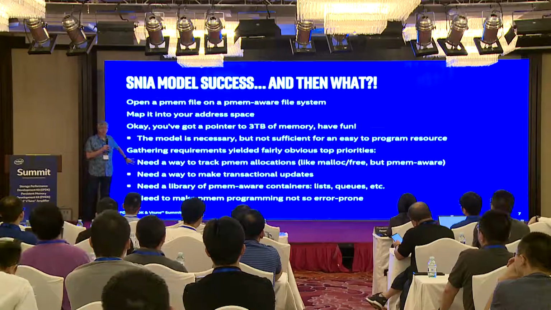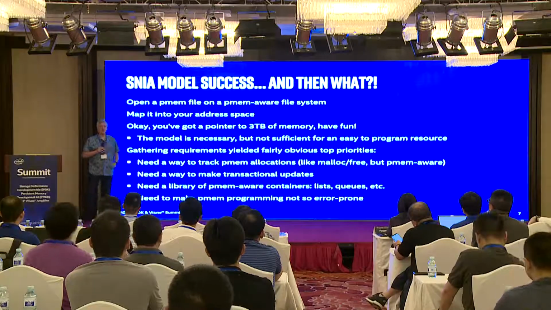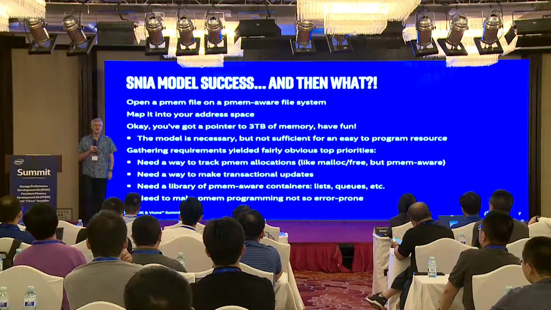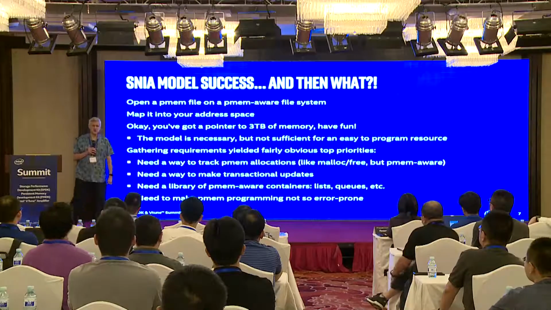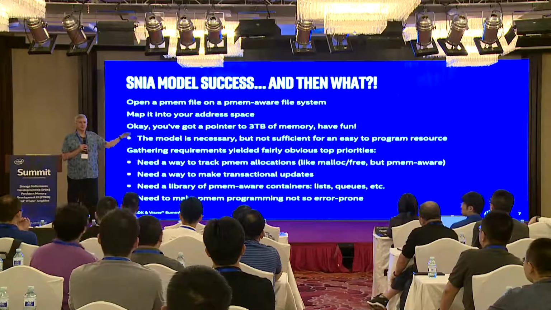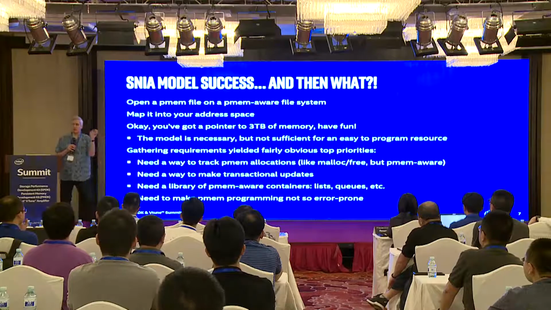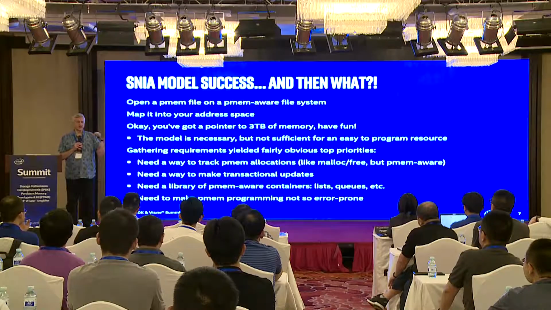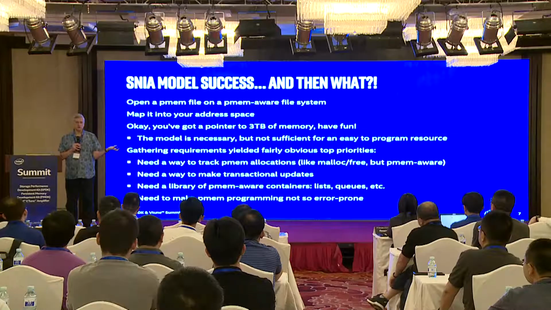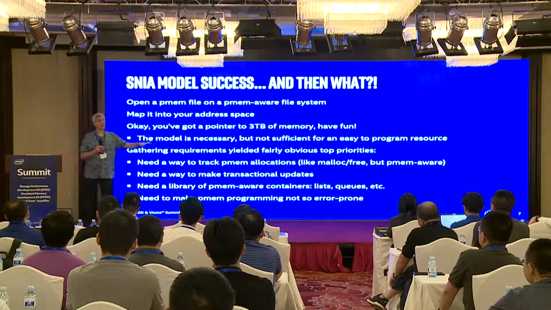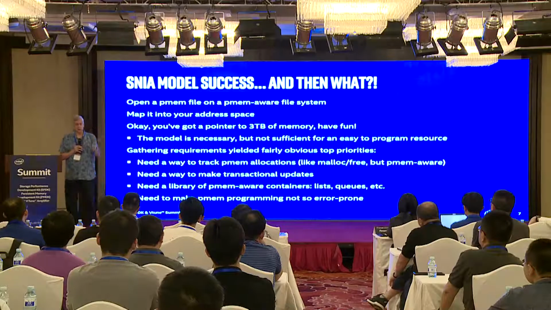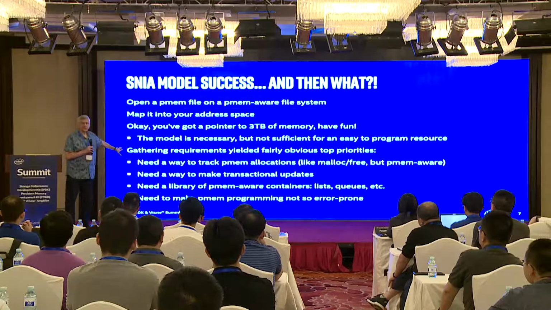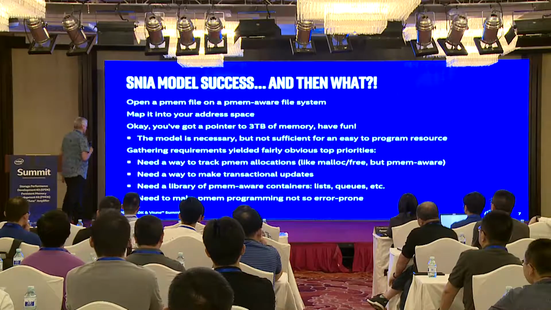We need a way to track allocations. Programmers, if you're taught C in college, you're taught to use malloc and free. If you're taught C++, you use new instead of malloc, but it's the same idea, you allocate something. There's always some way in the language to do dynamic memory allocation. It might be handled by the language, it might be handled explicitly, but you need some way to do that for persistent memory as well.